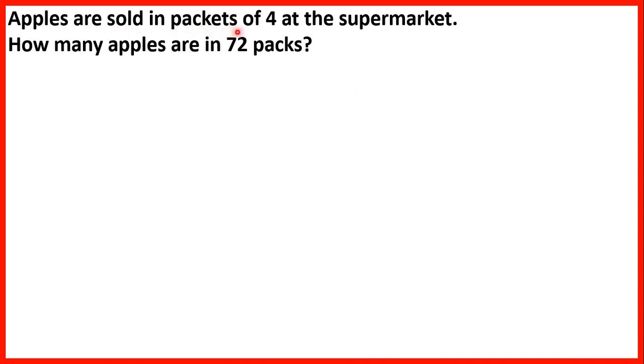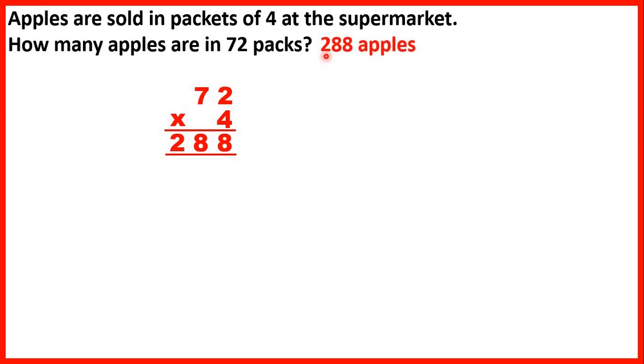Apples are sold in packets of 4 at the supermarket. How many apples are in 72 packs? So we know that one packet or one pack will have a total of 4 apples, but we want 72 packs. So we need to multiply 72 by 4 because there are 72 packs and 4 apples in each pack. So 2 times 4 is 8, 7 times 4 is 28, so that means there are 288 apples.